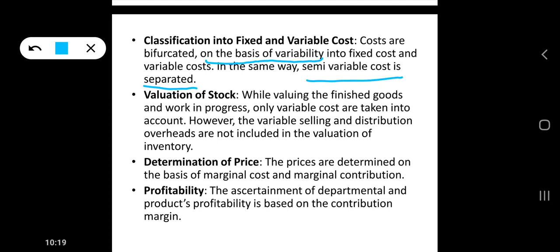The next feature is valuation of stock. While valuing the finished goods and work in progress, only variable costs are taken into account. However, the variable selling and distribution overheads are not included in the valuation of inventory. And the next one is determination of price. The prices are determined on the basis of marginal cost and marginal contribution. Profitability: the ascertainment of departmental and product profitability is based on the contribution margin.